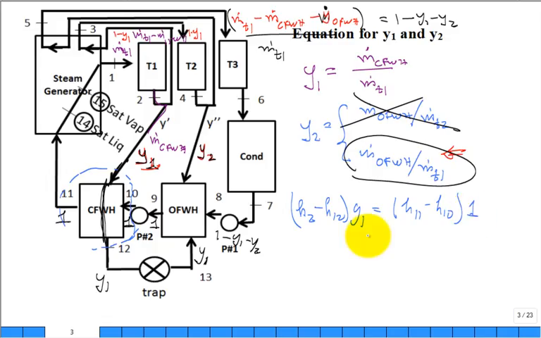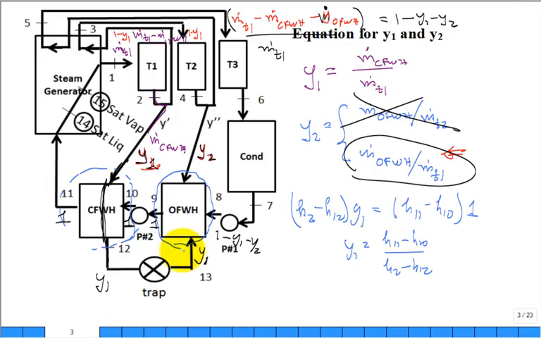And so there's our equation for Y1: H11 minus H10 divided by H2 minus H12. Be careful, go slow, have confidence in your work, do it right. Did I do it right? Good? All right.